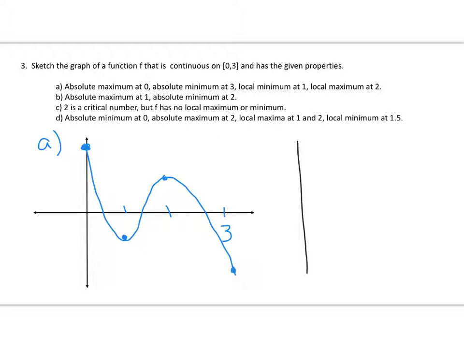Okay, let's try another one. So let's try B. So I'm going to graph a new one. So we're graphing only out to 3. And it says this time I have an absolute maximum at x equals 1. I have an absolute minimum at x equals 2. So the other values can be anywhere in here as long as those are my max and min, right? The endpoints can't be higher or lower.